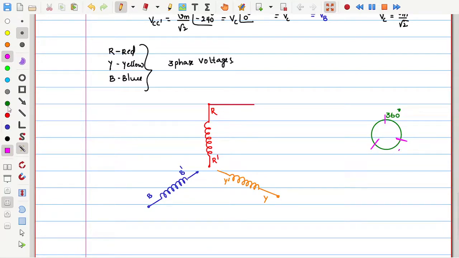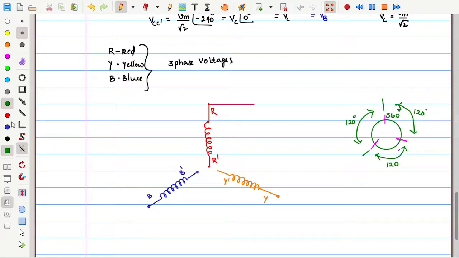So now you can observe that the angle from one coil to another coil is equally balanced. Here is 120 degrees, and here to here is again 120 degrees, and here to here is again 120 degrees. Physically this much angle is there. So like that I placed the R coil here, then the Y coil, then the B coil.